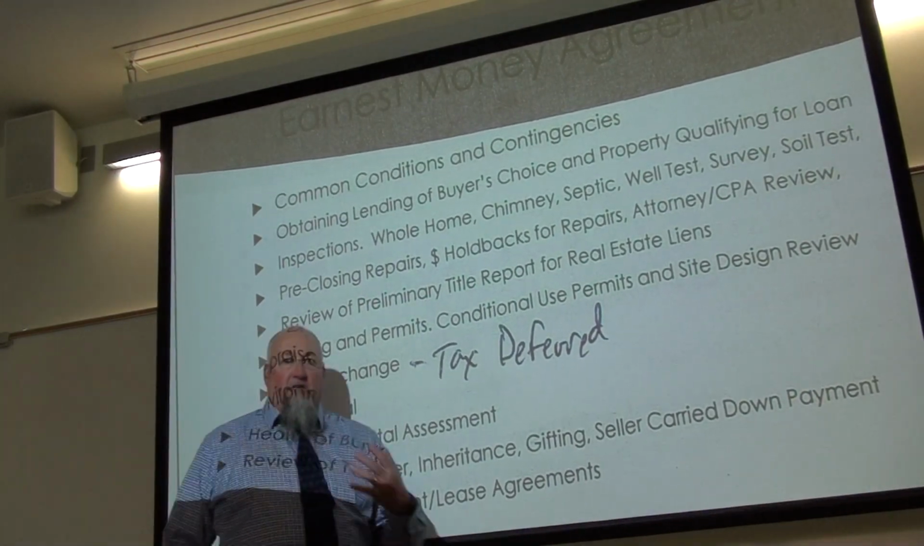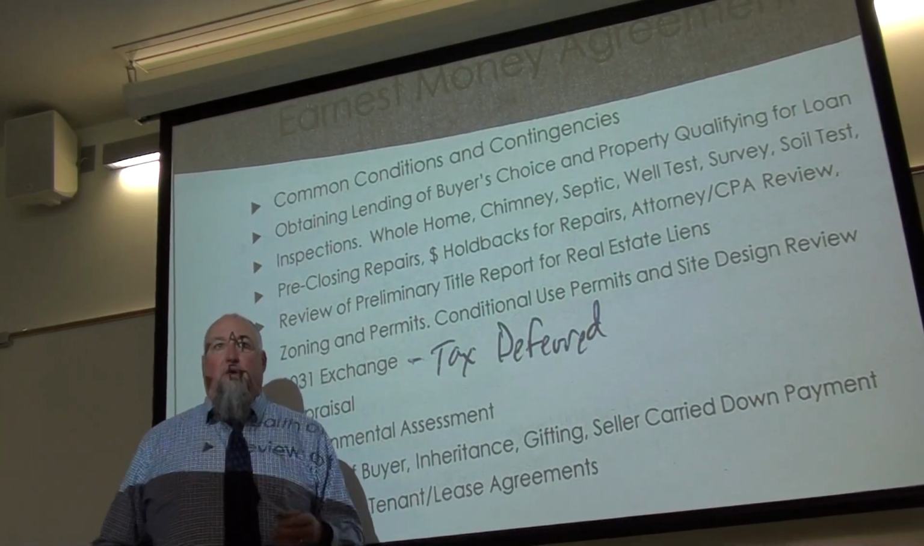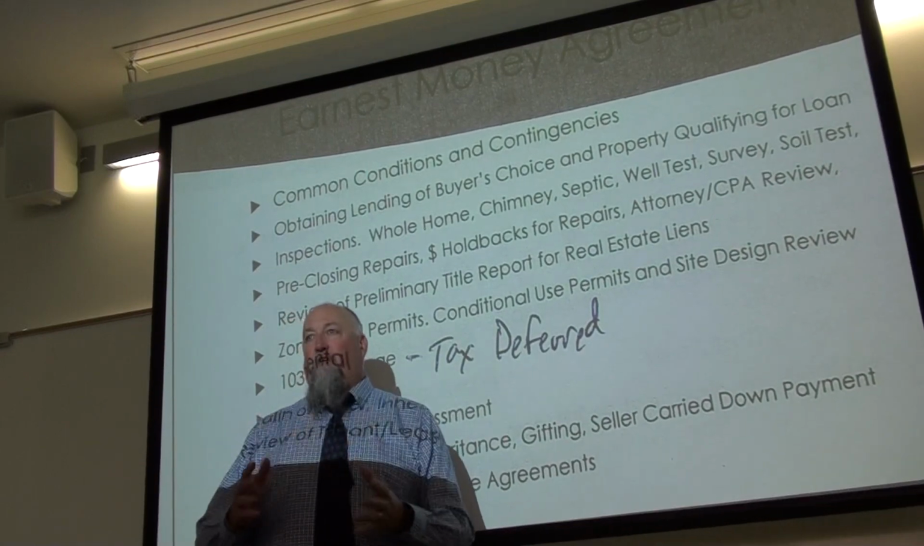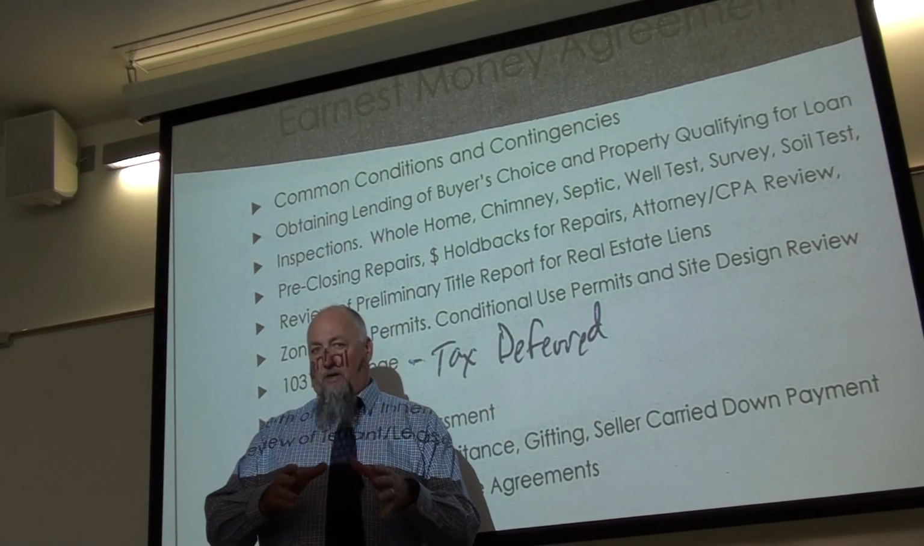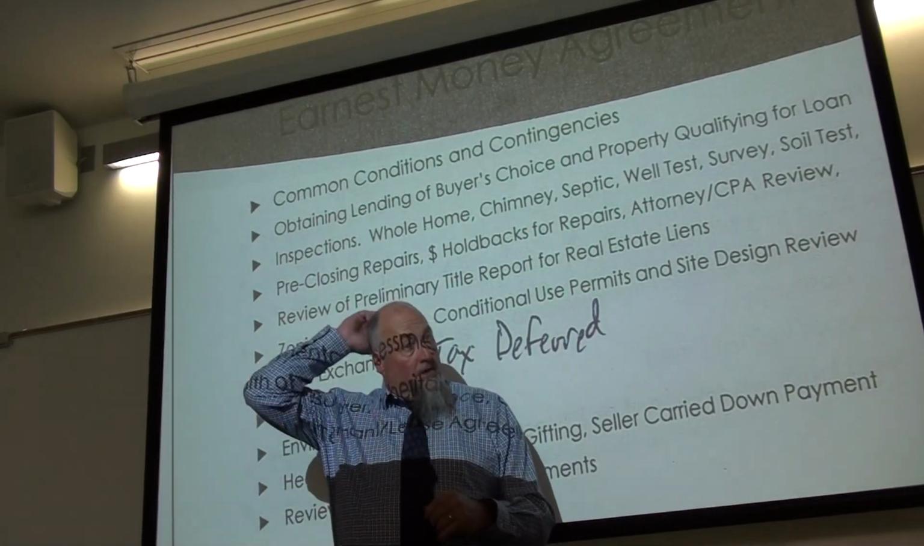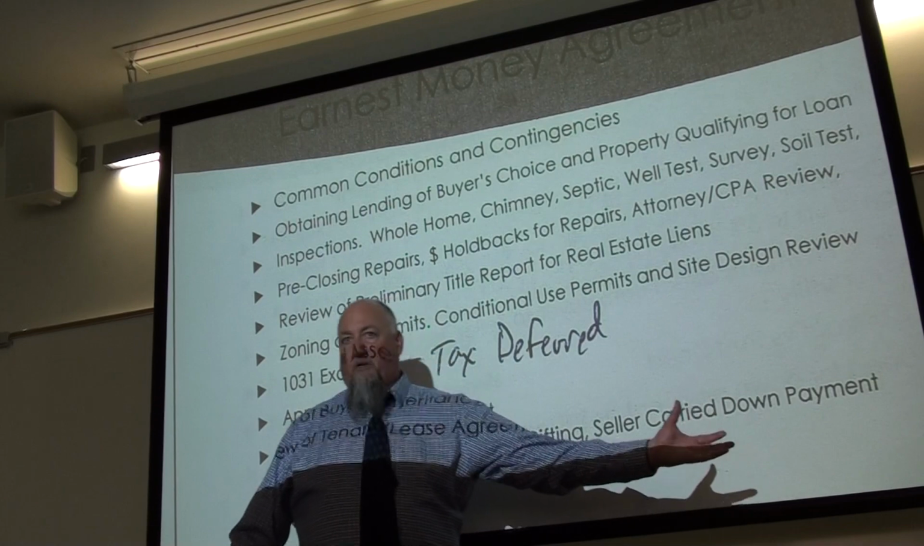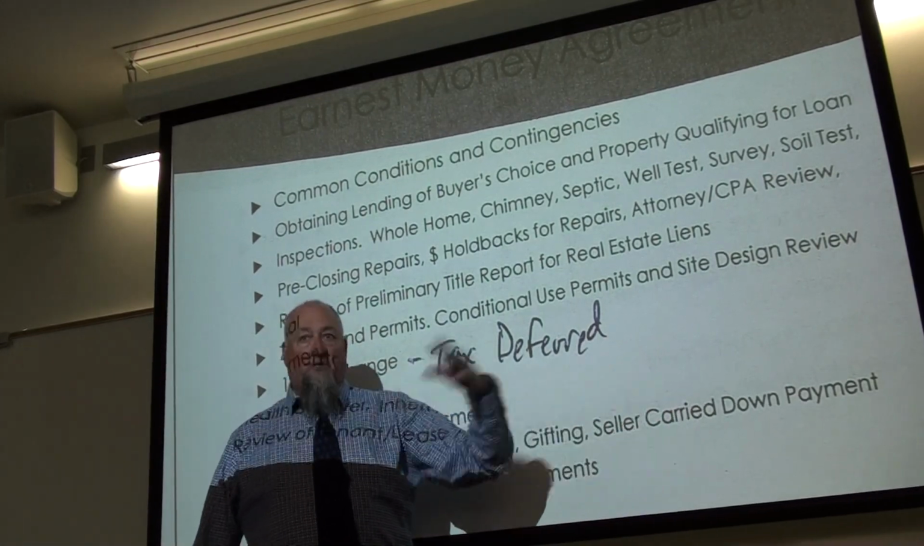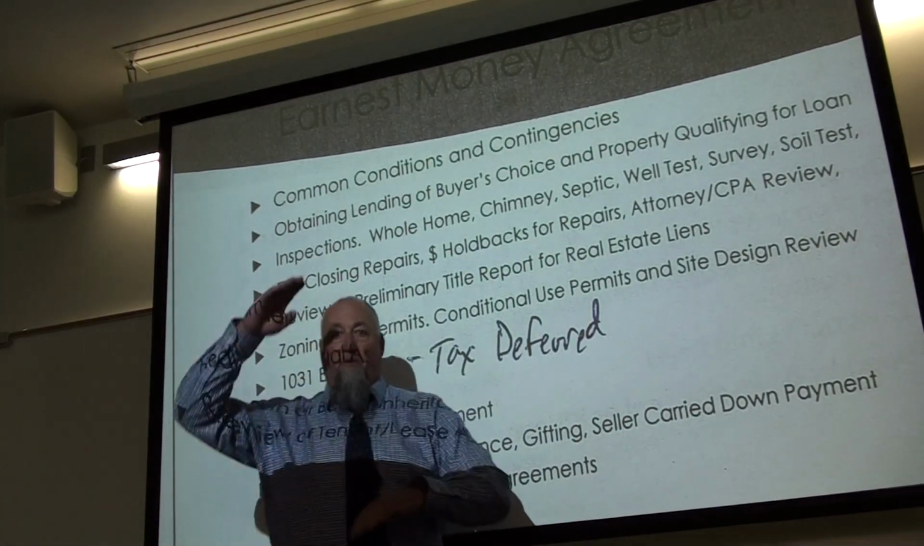1031 refers to the tax code, and we have in the tax code a provision that allows you, if you have a property, so like let's say I buy a rental house or an apartment building or whatever, and let's say I paid $100,000 for it 15 years ago. Well, now it's worth $250,000, so it's gone up in value extensively.